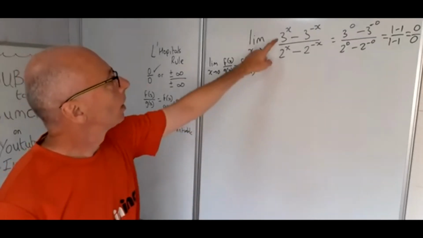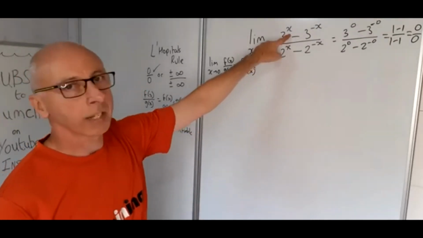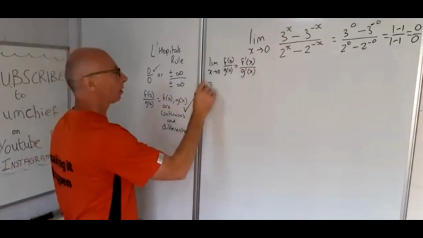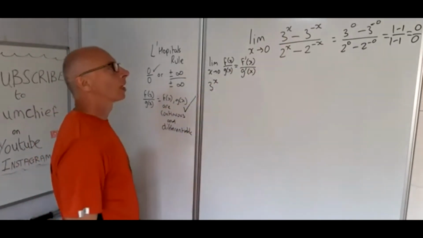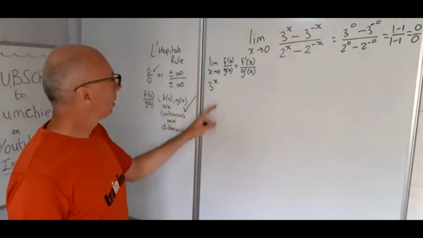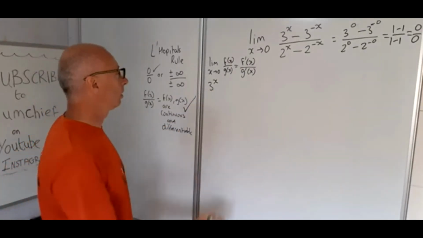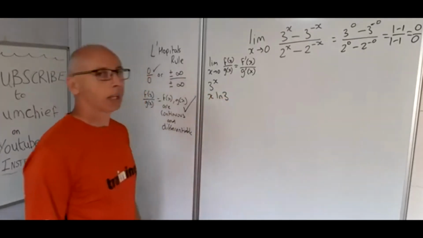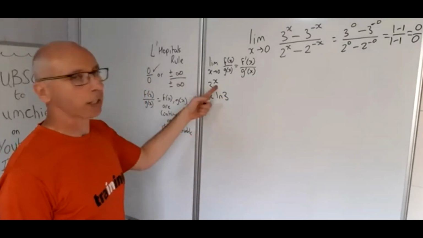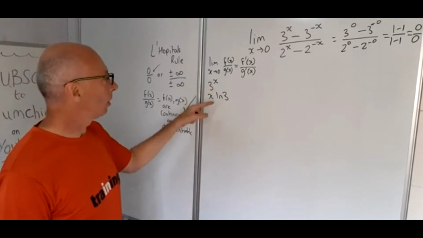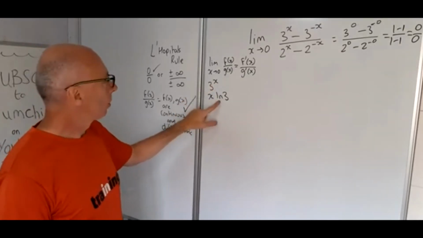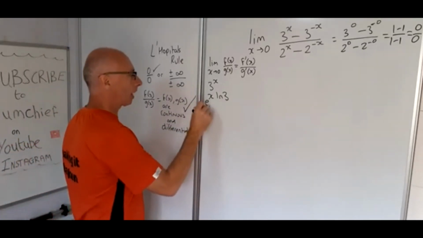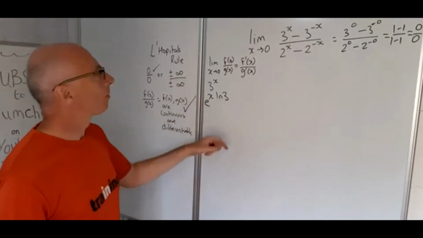Okay, so 3 to the x. Let's take the derivative of that. That's a little bit awkward. So how do you take the derivative of that? Well, first of all, take the log. So we get x ln 3. And then, because we changed the value, we take the exponential of this answer, as exponential and log are inverse functions of each other. So then we get e to the x ln 3.